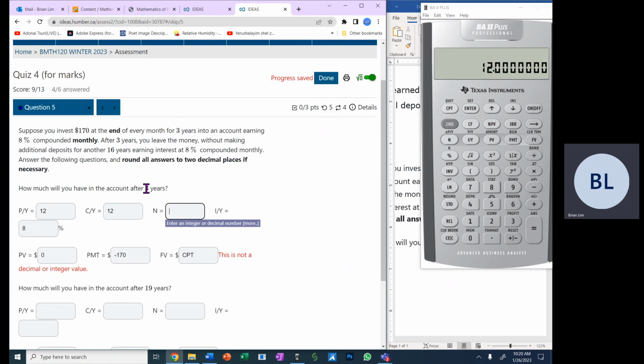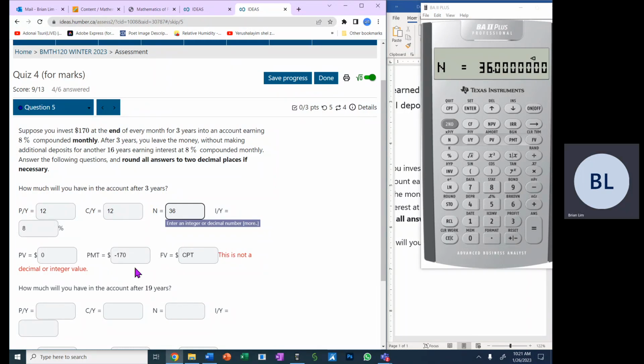Now N is dependent on the number of years. The number of years is 3, so we go 3, second N, and the answer is 36. So we have to enter it now. We go N and click on N, and we get the answer 36. I/Y is 8. All right.